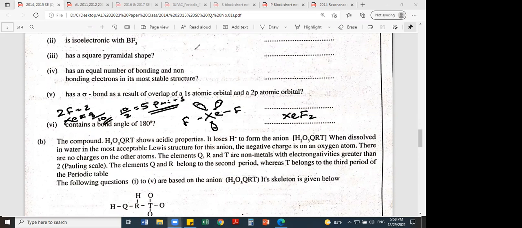But if you are just telling pyramidal, it's wrong. Now only you are putting the answer right. Okay. Trigonal bipyramidal. What is that? Electron geometry. Trigonal bipyramidal. Don't just write pyramidal. No marks in the exam. So please write those things. XeF2 linear. Okay. Then let's see the other question.